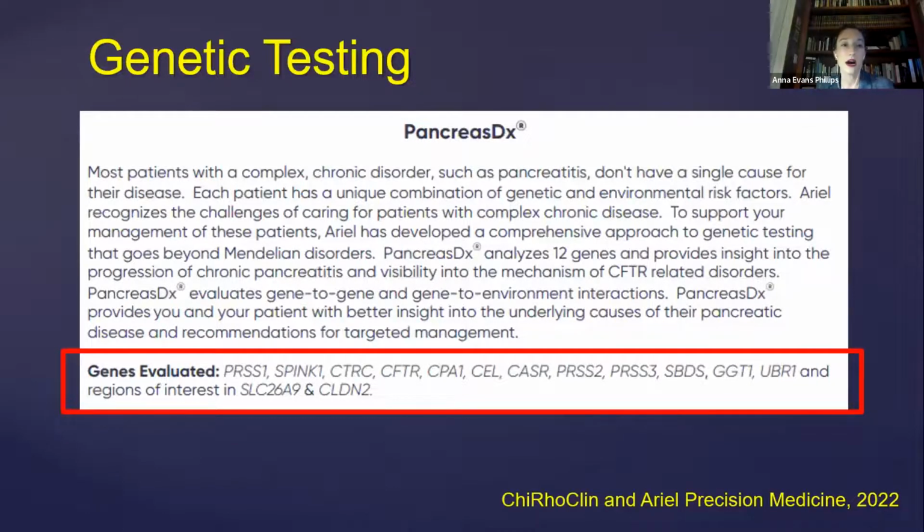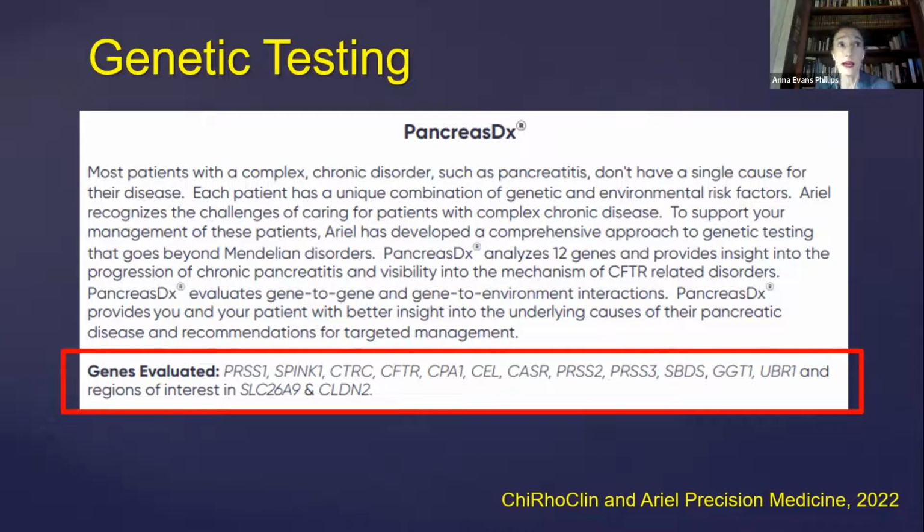And so, on the note of genetic testing, because it was part of the title of the presentation, I certainly wanted to make mention of this because it's an important and emerging part of chronic pancreatitis research that is a very exciting one and offers some potential therapies for subpopulations within this group. This is actually taken from an advertisement for Aerial precision medicine via Chirocline. I have no disclosures, but I mention this just as one of the most thorough opportunities that's available for testing on the market.